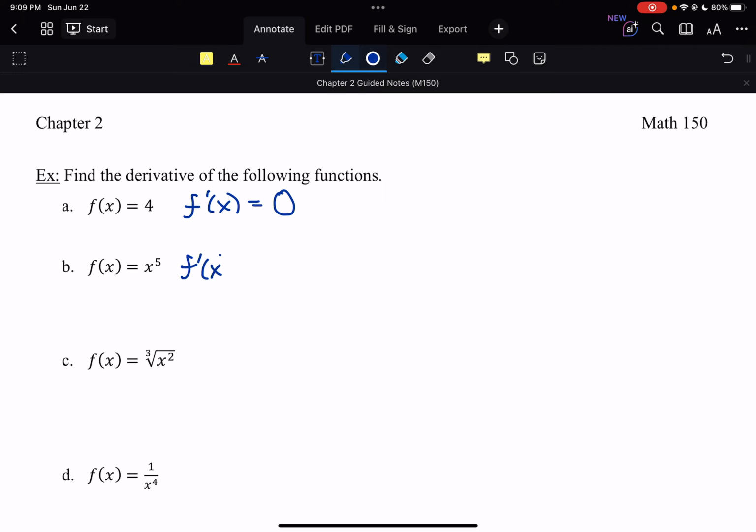Part B, we have a power function, x to the 5th. So we're going to bring down the 5 and subtract 1. 5 minus 1 is 4. And so we get 5x to the 4th.